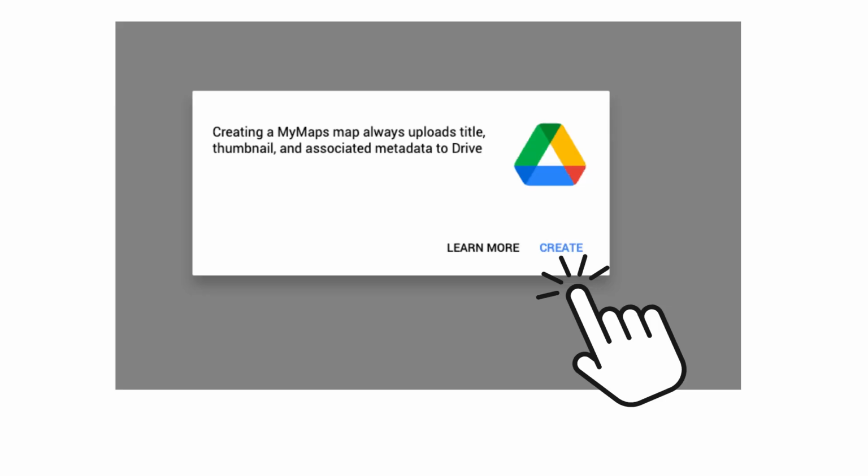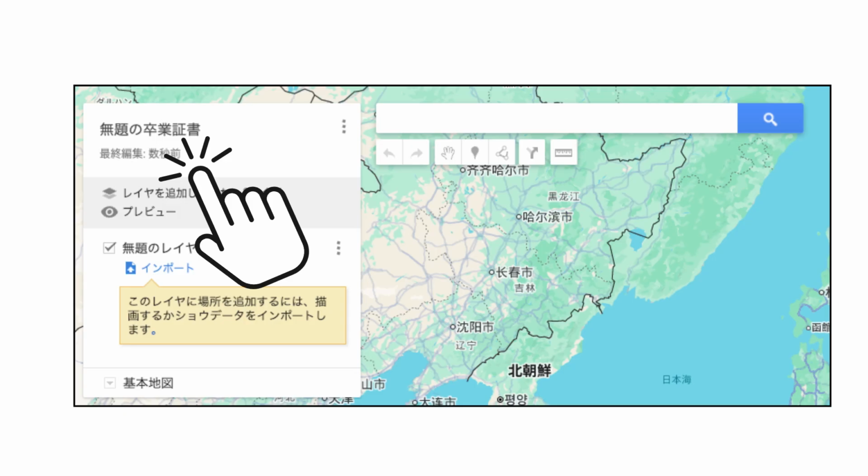When you create a new map, the map information will be saved to your Google Drive. When this message appears, click Create at the bottom right. When the map opens, let's start by changing the title. In this slide, for some reason, it says Untitled Certificate, but don't worry about that. In most cases, it will say Untitled Map. You can change it to any name you like, for example, Chiang Mai Cafés, or something that suits you.